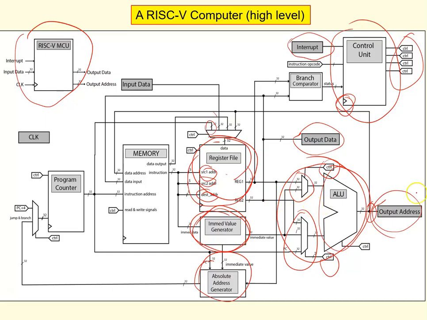So next is, we'll say, the program counter. The program counter holds the address of the current instruction being implemented in memory. And it does one of two things. It goes to the next instruction, which is normal operation, or it loads one of the absolute addresses associated with the jump and branch instruction.